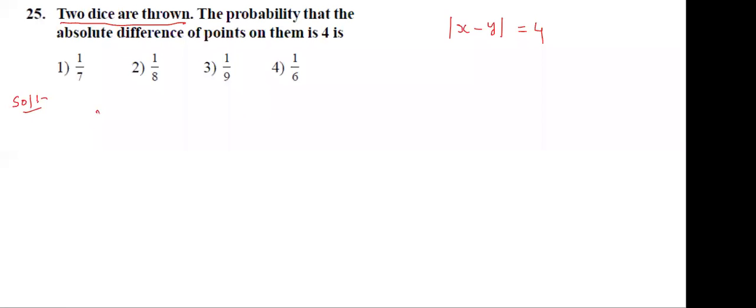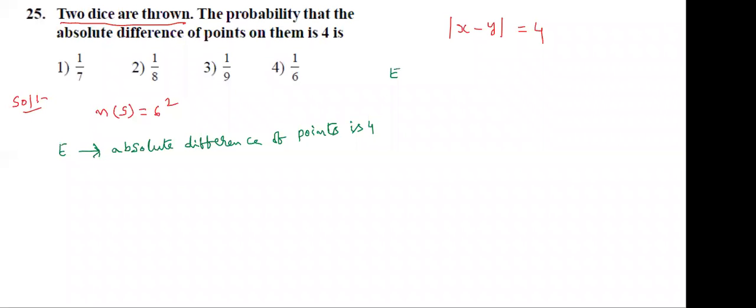How many dice are rolled? 2 dice. N of S is 6 square. What is the event? Let E be the event that the absolute difference of points is 4. Tell me what are the events.